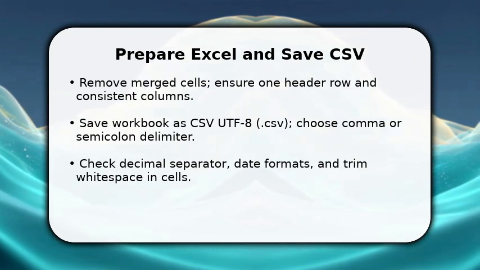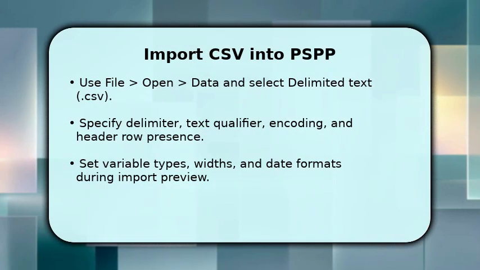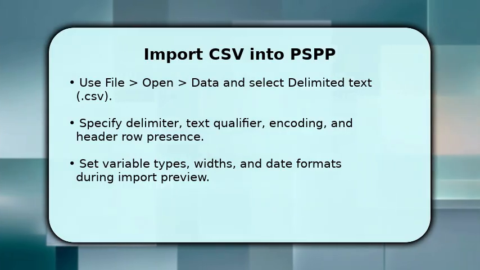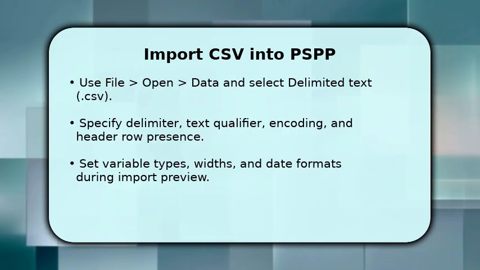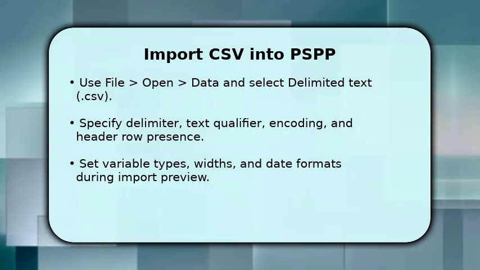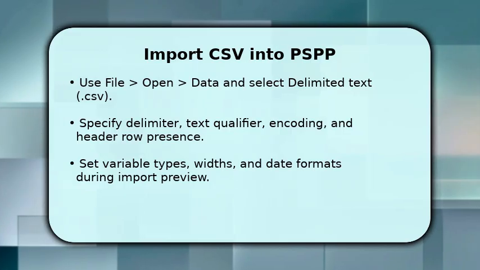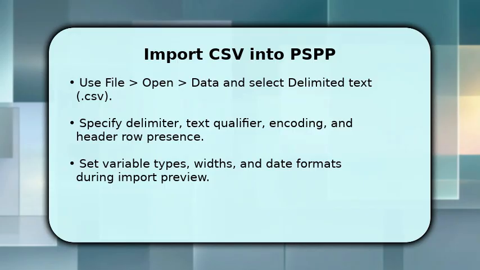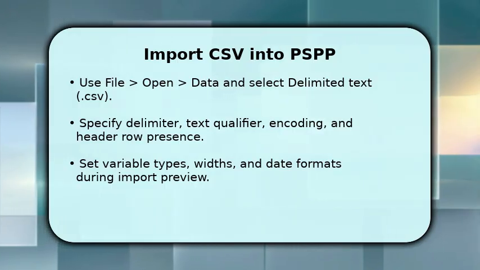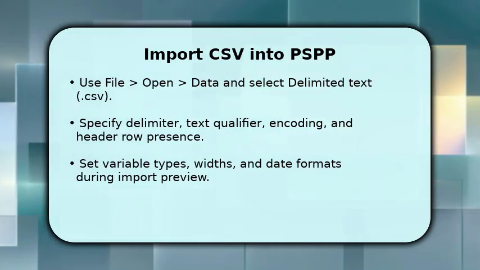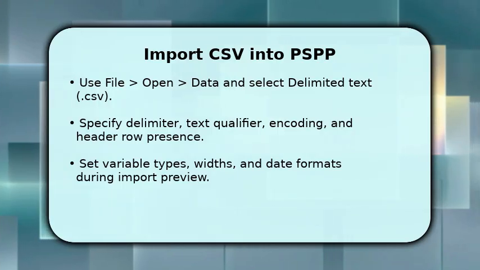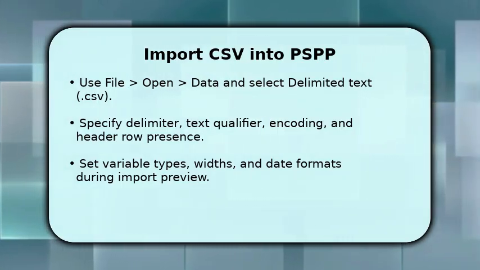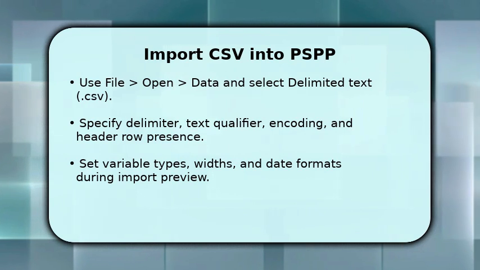You now load the CSV into PSPP via File, Open, Data, and choose the delimited text option. During the import dialog, specify the delimiter and text qualifier, confirm UTF-8 encoding, and indicate that the first row contains variable names. This ensures labels import correctly. In the preview, inspect each column, change variable types or widths as needed, and set date/time parsing for date fields. Making these choices here avoids misclassified variables and preserves numeric.